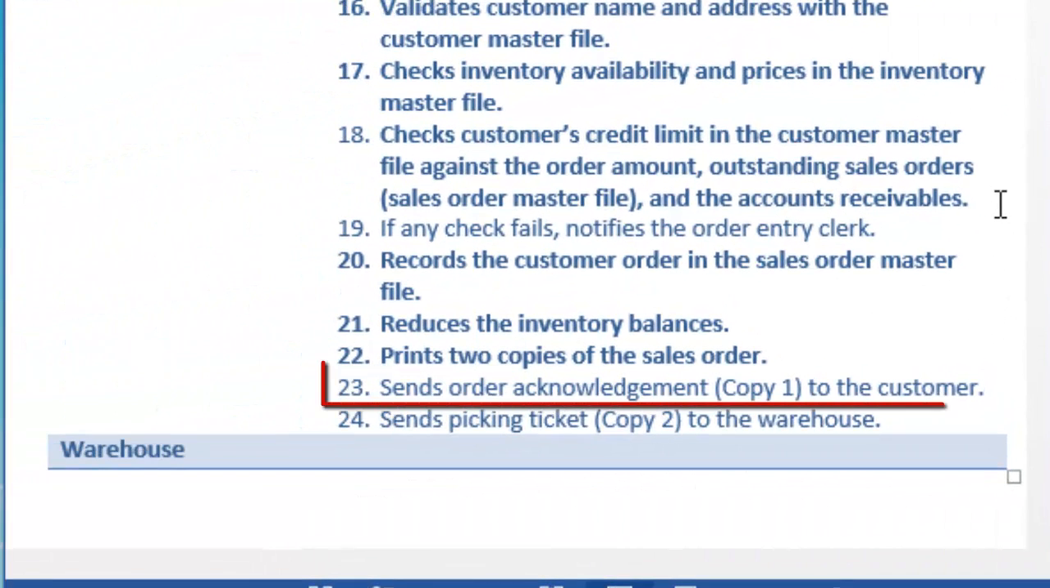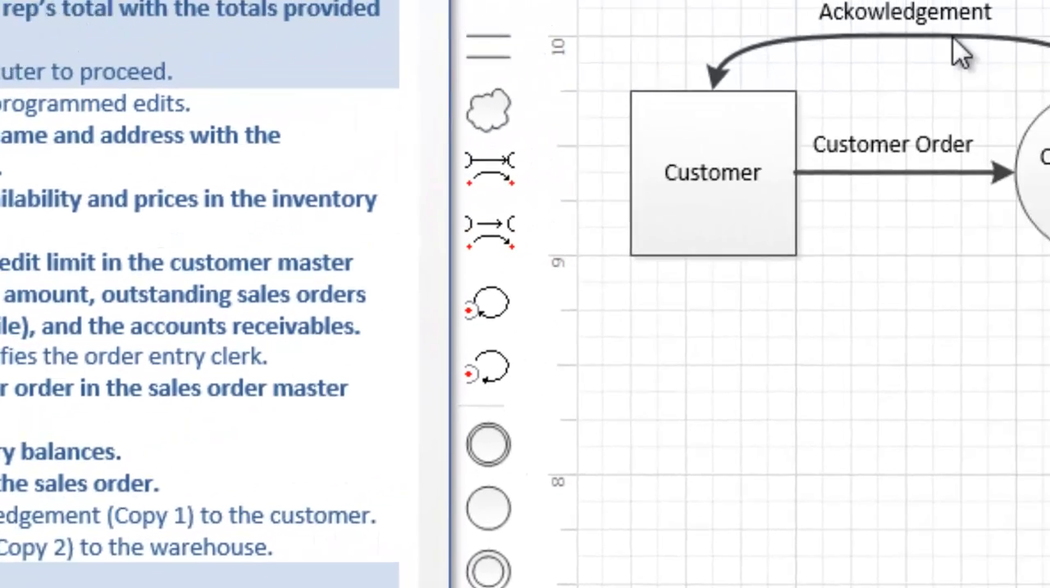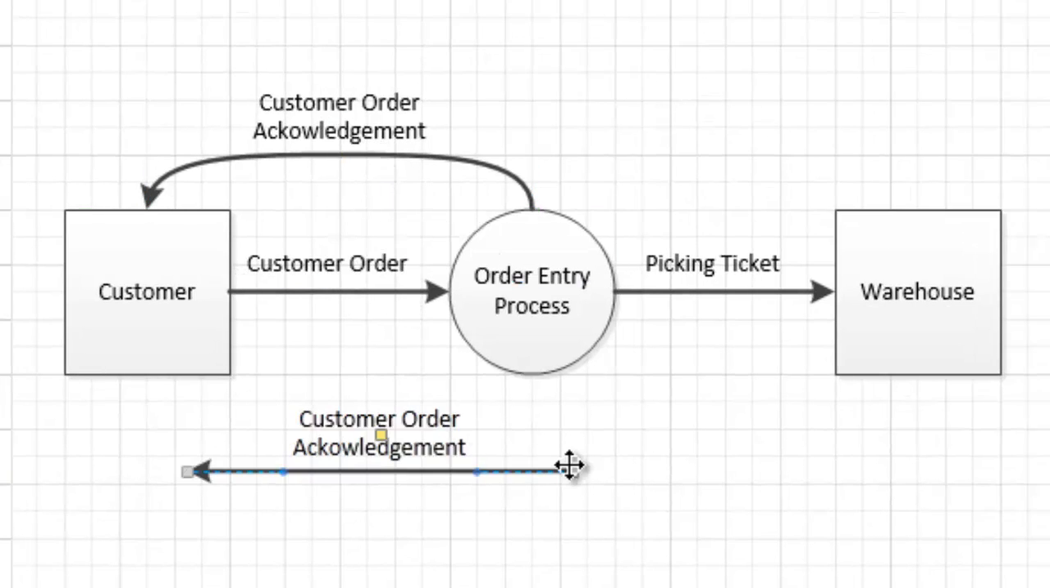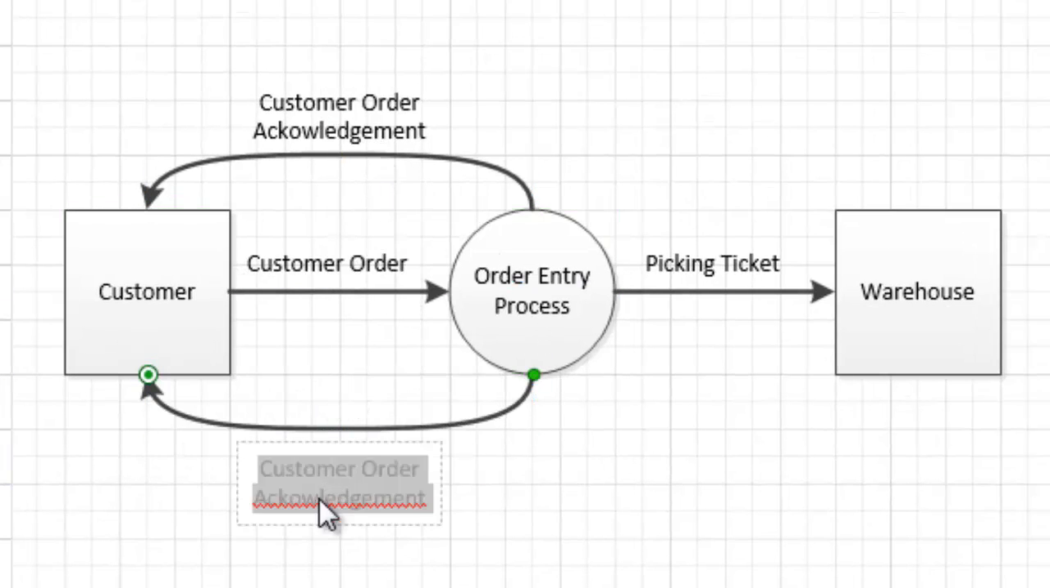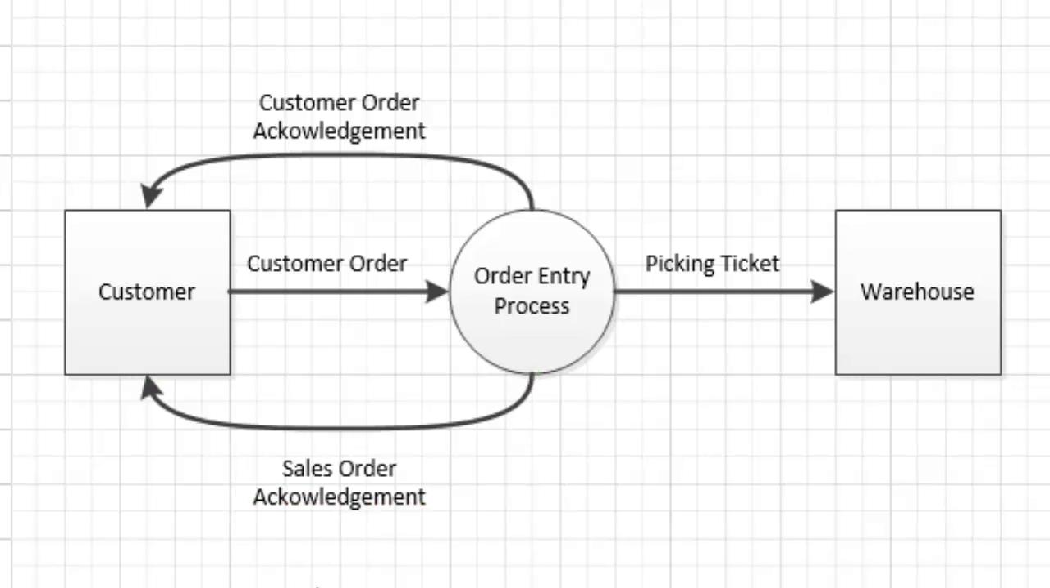Item number 23 says that the headquarter computer sends the order acknowledgement, this is the sales order acknowledgement, to the customer. So we also need to add that. So in this narrative, we're distinguishing between customer order and sales order simply by the fact that we call it the customer order before it's processed and the sales order after it's processed. So that completes our context diagram.